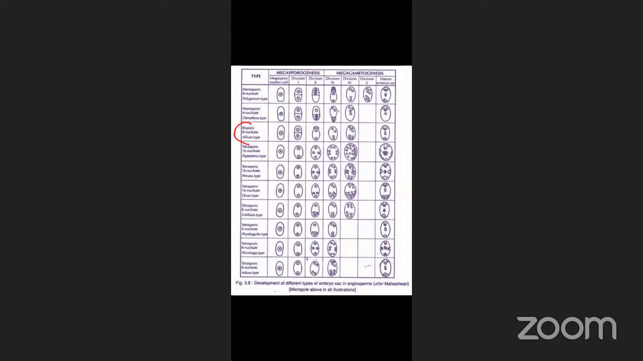So this is bisporic, Allium type. Another one is Endymion type. Both are mostly the same. That is, the megaspore mother cell, 2n. First meiotic division, two nuclei formed. Second meiotic division, four nuclei formed. After the formation of four nuclei, on the micropylar side two degenerate. How many remain? Two remain. And these two megaspores are involved in the development of the female gametophyte. That's why it is considered a bisporic development.